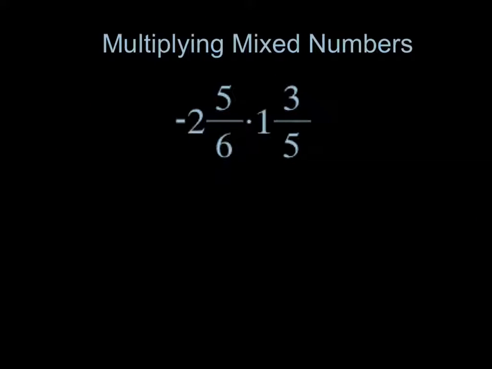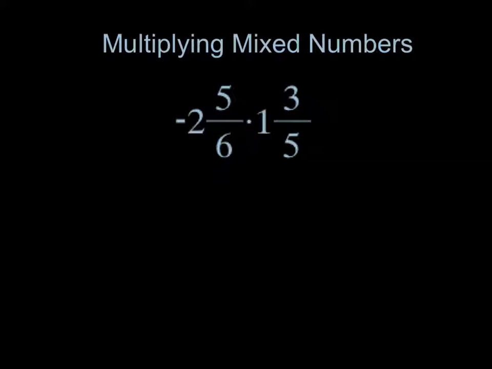There is a very common mistake that people make when multiplying mixed numbers. What I see some people do is they multiply those whole numbers and get -2, and then they try to multiply these two fractions. Don't do this. This will not work. Like I said, this is a very, very common mistake, and it doesn't work. What you want to do is rewrite these as improper fractions.